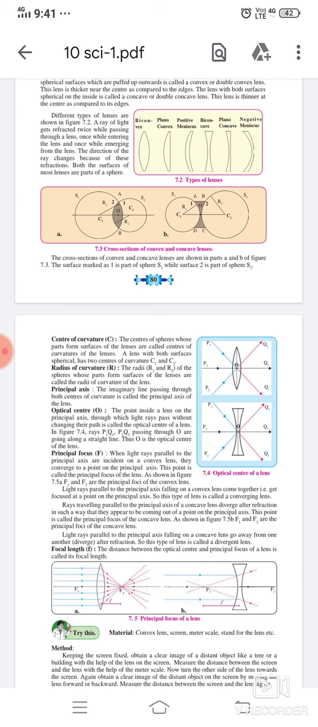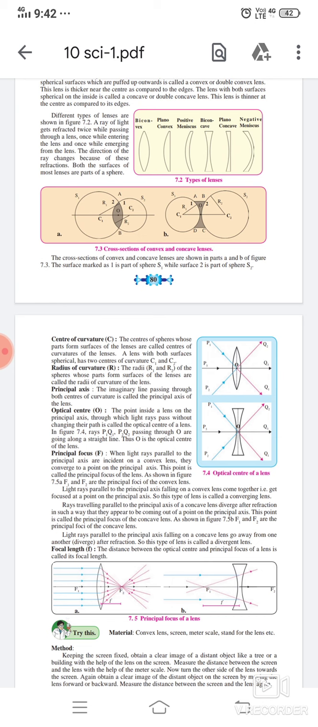Then what do we mean by principal axis? The imaginary line which is passing through both the centers of curvature, that is C1 and C2. You can see the line which is passing through both figures A and B, that is called the principal axis. Then what do we mean by optical center O?